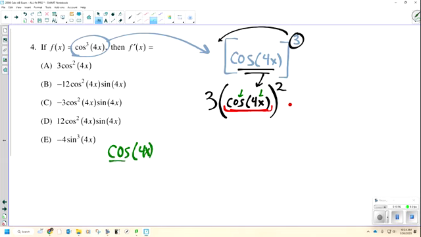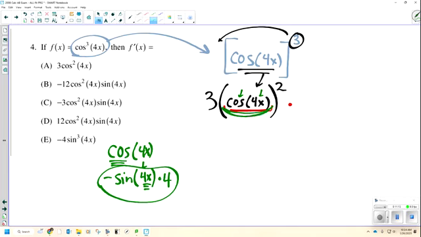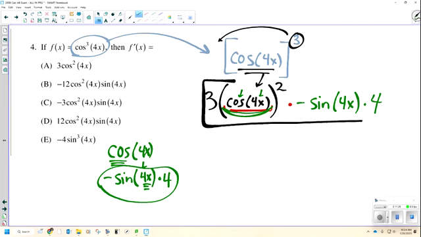I take the derivative of this first. The derivative of cosine is negative sine. The inside stays the same. Now I multiply by the derivative of the inside, which is just 4. This whole thing is the derivative of the inside. So it's negative sine of 4x times 4. All right? Now, if this were short answer, what I have here is absolutely 110% correct. Don't try and reinvent the wheel.